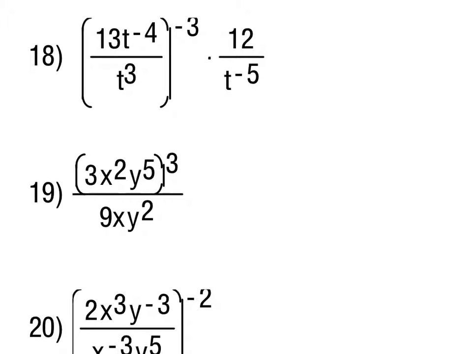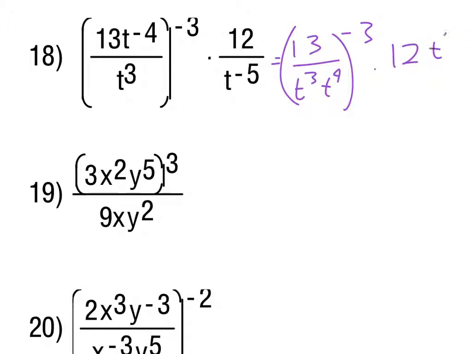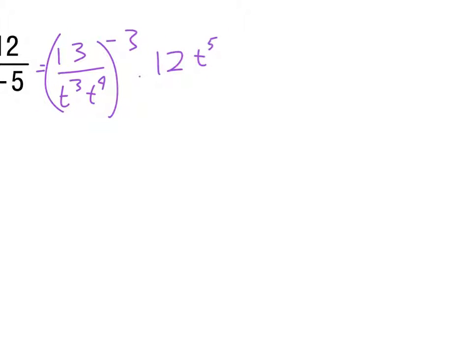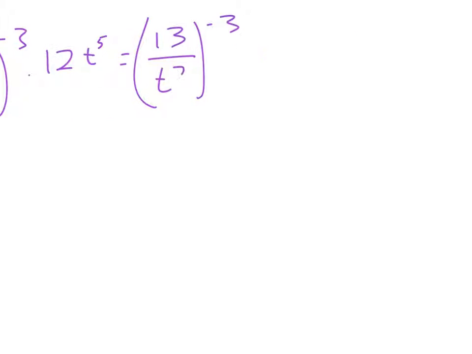With number 18, I would probably look at moving that t down to the denominator. So I'd have a t cubed and a t to the 4th there. It's still all to the negative 3rd power, and it's getting multiplied by really a 12t to the 5th once we take care of that negative exponent. From there, I would probably just simplify the denominator here to be t to the 7th, and that's still to the negative 3rd power, and being multiplied by the 12t to the 5th.